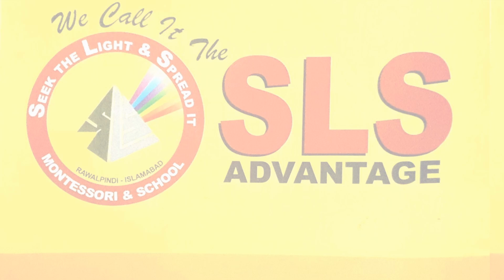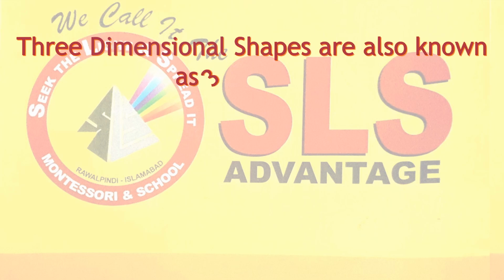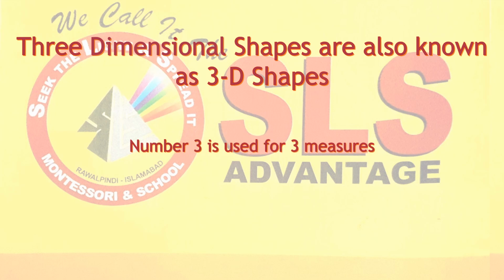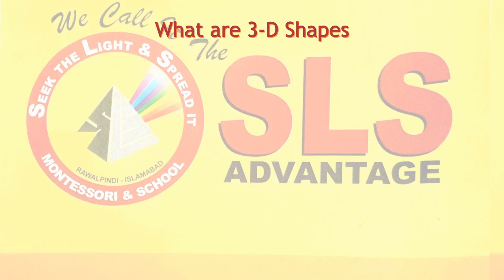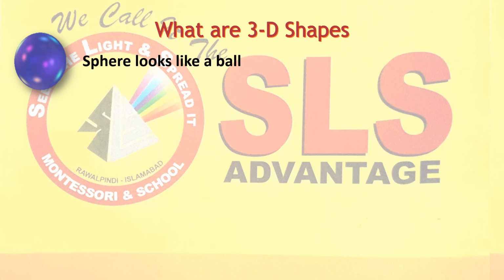Do you know three-dimensional shapes? Don't worry, that's what we are going to learn today, and we are going to learn it through shapes, where three-dimensional shapes are also known as 3D shapes. The number 3 is used for 3 measures, and the alphabet D, of course, is used for dimensions. Let's see some 3D shapes. Wow, it's a sphere. What do you call it? A sphere. A sphere looks like a ball, or it can be the planet Earth which we live on.